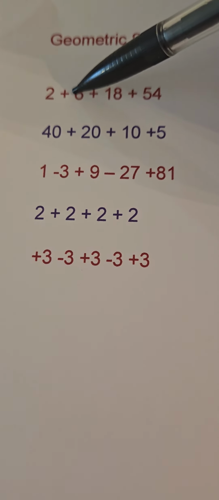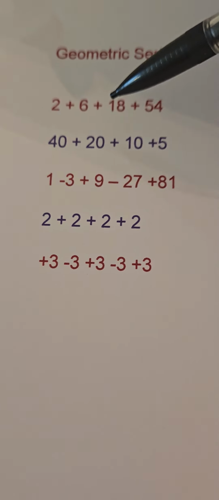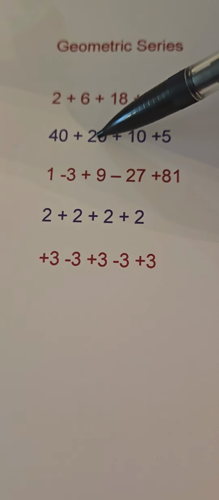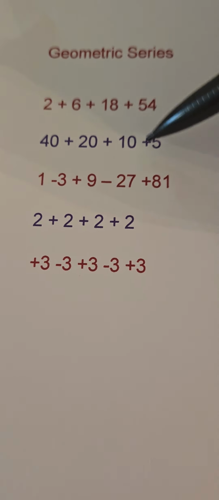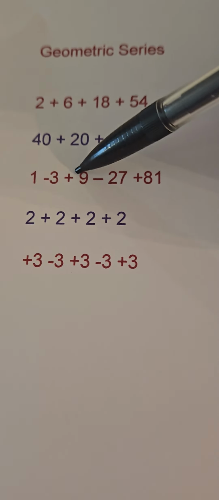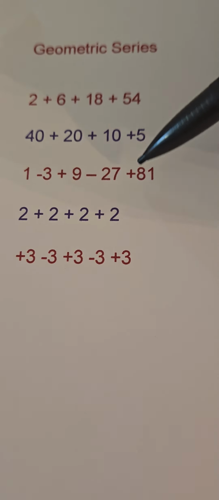2 times 3 is 6. 6 times 3 is 18. 18 times 3 is 54. 40 times a half is 20. Times a half, times a half. 1 times minus 3, times minus 3, times minus 3 for each term.